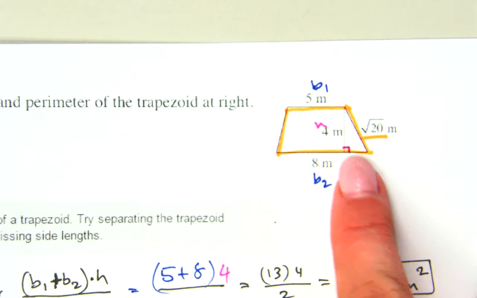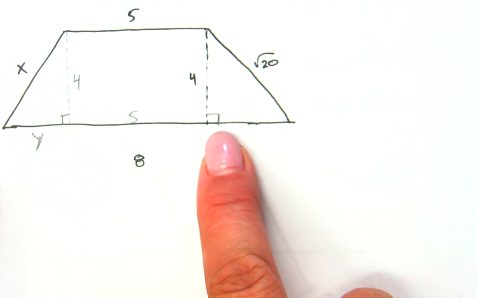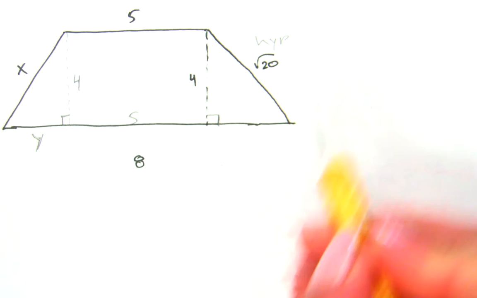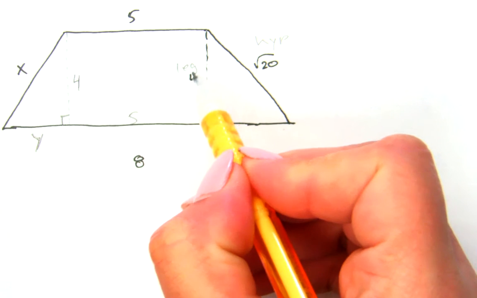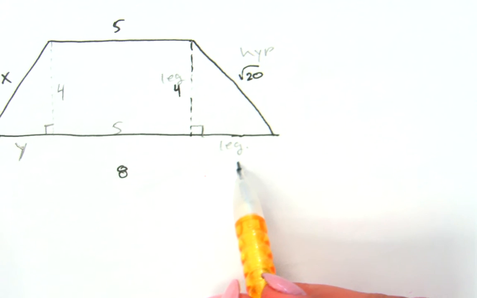And it actually gives you that in the original picture, right? I just forgot to copy the little right angle. Now, in this piece right here, this is your hypotenuse. This is going to be your leg. And you have another leg right here. Well, I don't know what this leg is, but I think we can figure it out.